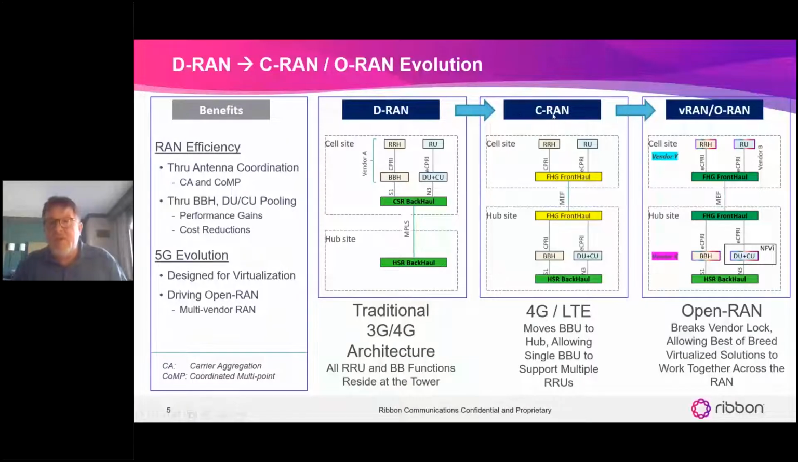We have been moving to a centralized RAN during the 4G LTE days, and this moves, as I've mentioned before, the BBU to the hub, which allows that single BBU to support multiple antennas or cell sites. And then we are moving to virtualized RAN, vRAN. And so this is not necessarily an architecture change in terms of how we're moving data.